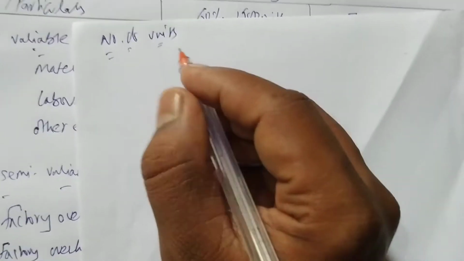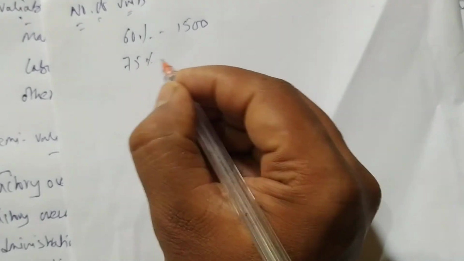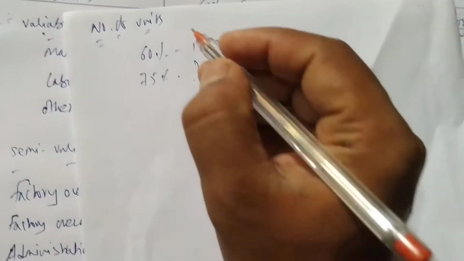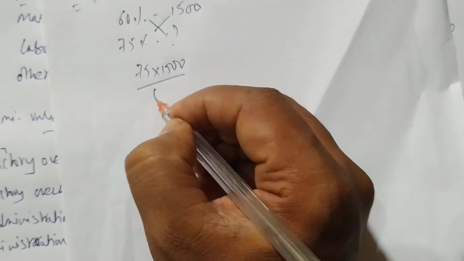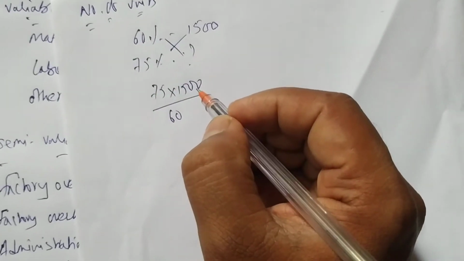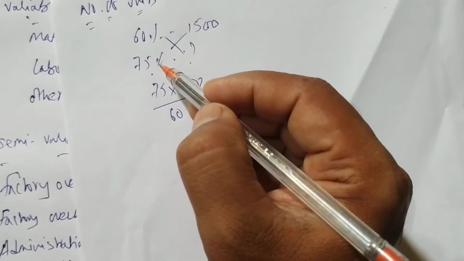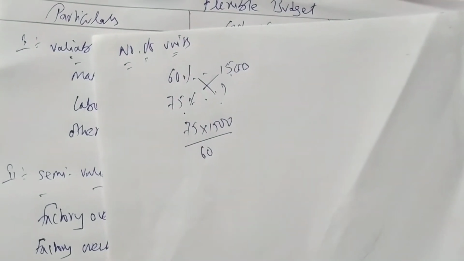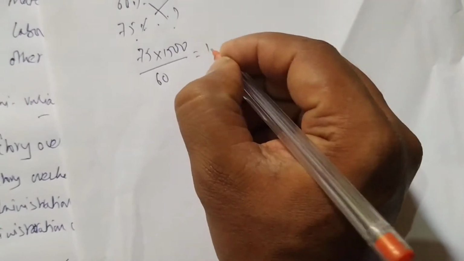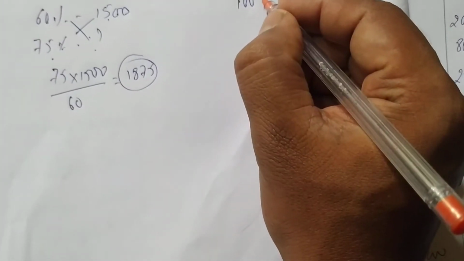What is given in the question? For 60% we are producing 1500 units. For 75%, how much do we have to find out? It's very easy. Cross multiply. We get 75 into 1500 divided by 60. How did we get it? 75 is for 60% being 1500 units. For 75 we don't know, so do cross multiplication: 75 into 1500 divided by 60, getting 1875 units. Then next we will find out for 100%.